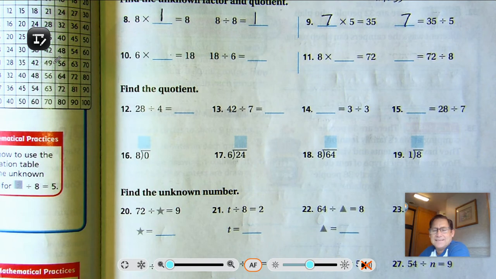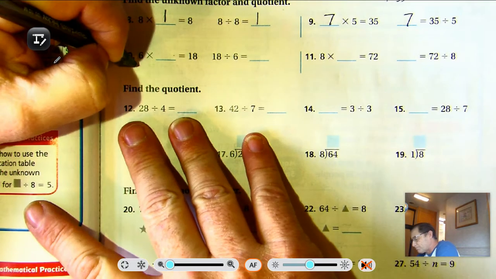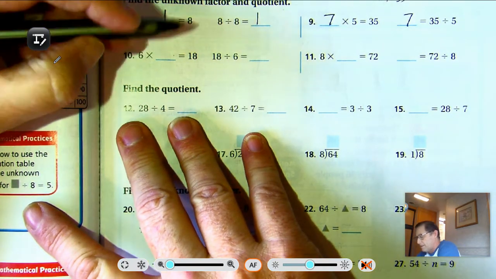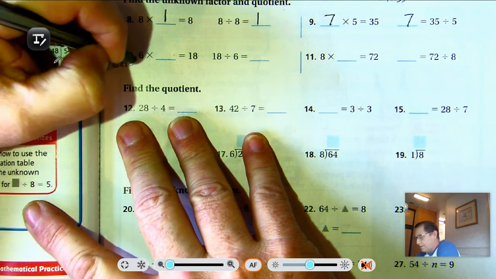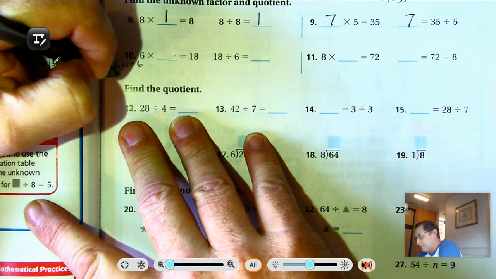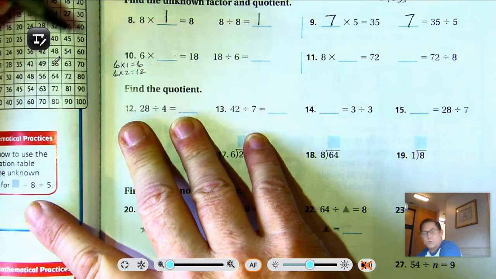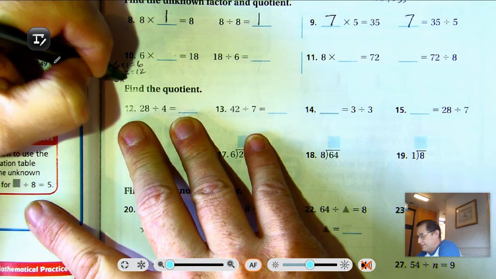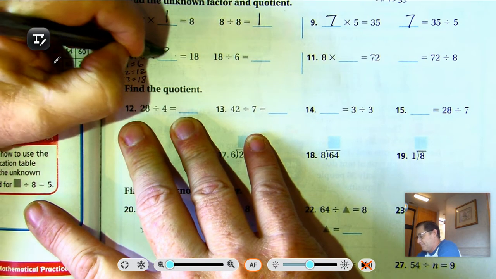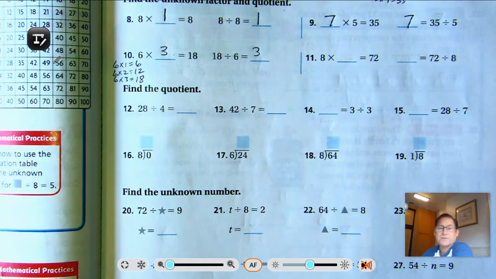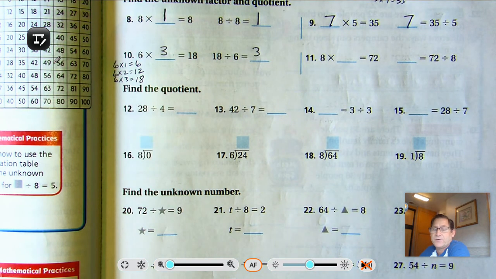6 times what is 18? Well, 6 times 1 is 6. 6 times 2 is 12. And 6 times 3 is 18. So 6 times 3 is 18. 18 divided by 6 is 3.